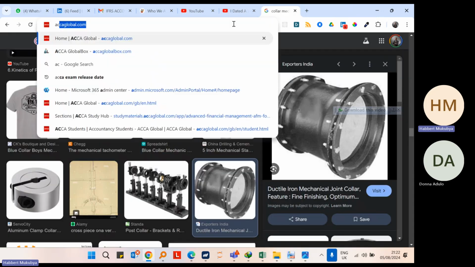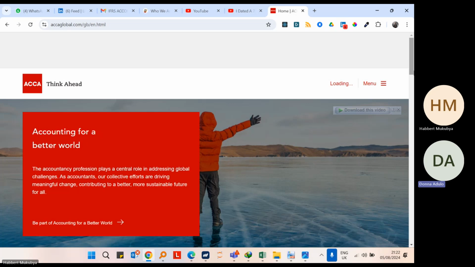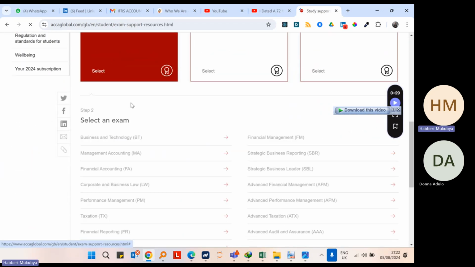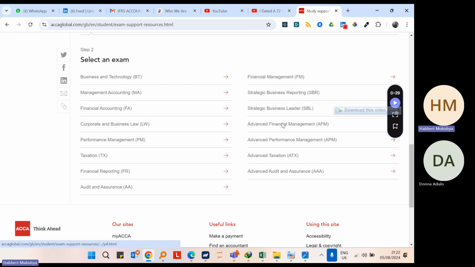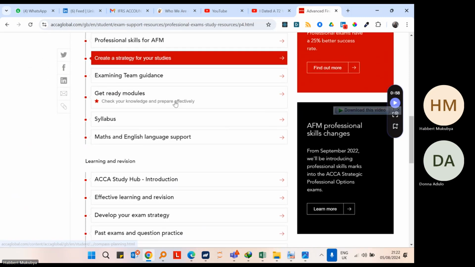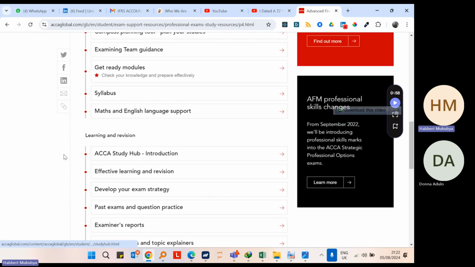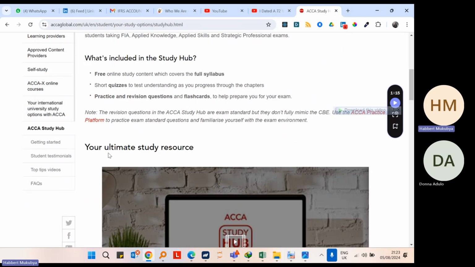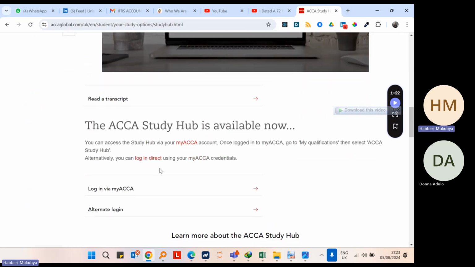You see, if you go to ACCA Global, then you go to students, study materials. Normally, where I will go find the information that we need: ACCA, then advanced financial management. So when you go to this exam resources, there is this ACCA Study Hub introduction. Are you seeing it? This one. So when you click on it, there is information there, but what you are looking for is this login direct using your ACCA credentials.